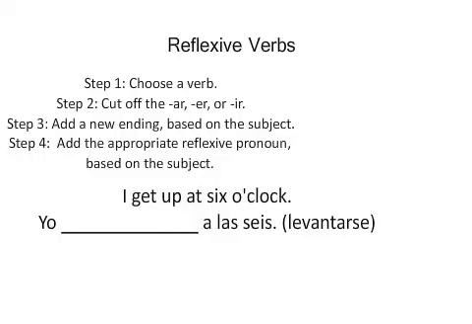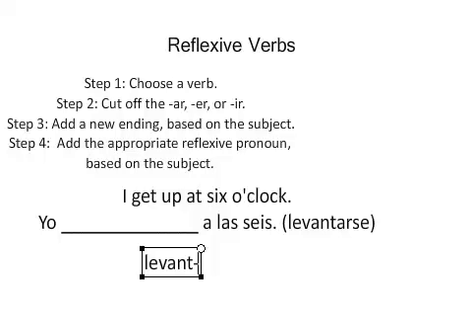Here we see a sample sentence, and I've included again the steps to help us remember. I get up at 6 o'clock. Yo levanto a las 6. That's going to use the verb levantarse, which is the example we just saw. It means to get up. It's got that se on the end, so it is a reflexive verb. So that's step 1. We've got our verb levantarse. Step 2, cut off the AR, ER, IR. Of course, we're also going to cut off the se, so that leaves us with levant.